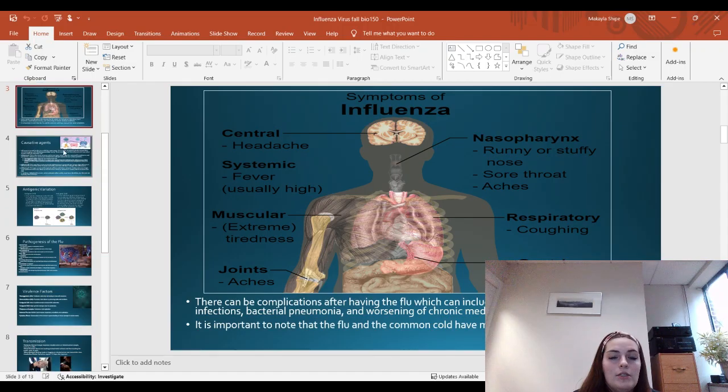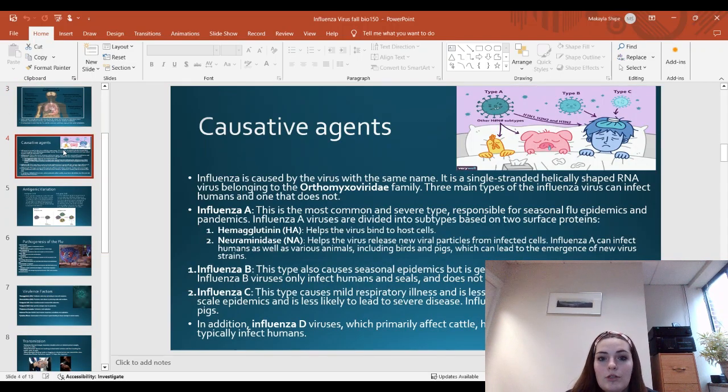Moving on to causative agents, influenza is caused by the virus with the same name. It is a single-stranded helical-shaped RNA virus belonging to the Orthomyxoviridae family. Three main types of influenza can infect humans and one that does not. The first one is influenza A. This is the most common and severe type, responsible for seasonal flu epidemics and pandemics.